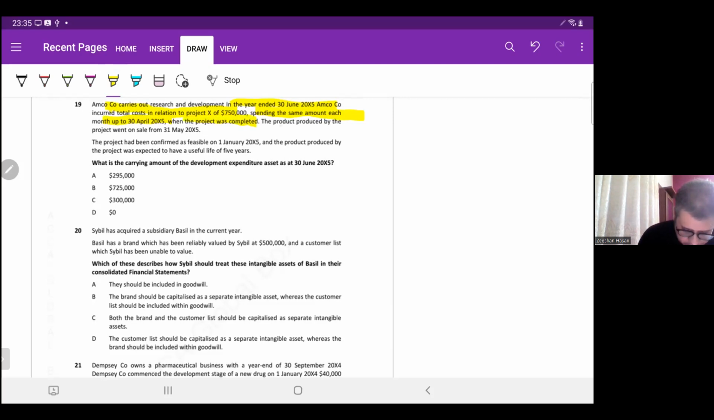When the project was completed, the product produced by the project went on sale from 31st May X5. The project had been confirmed as feasible on 1st January, and the product produced by the project was expected to have a life of 5 years. What is the carrying amount of the development expenditure as at 30th June X5?